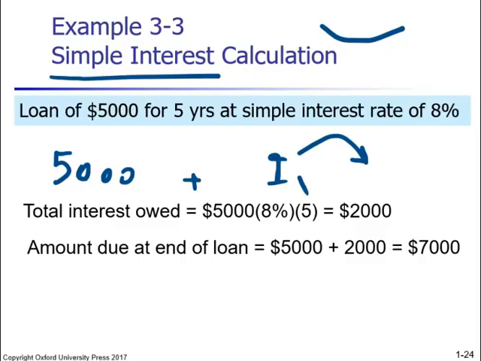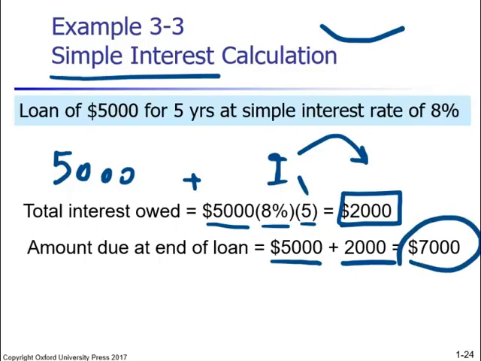Here is the answer. We have put $5,000. 8% is the interest rate, and it happens for 5 years. So the total amount of interest is $2,000. At the beginning we put $5,000 and we get $2,000 in interest, and totally we get $7,000.